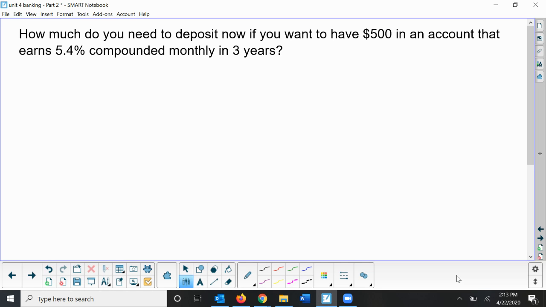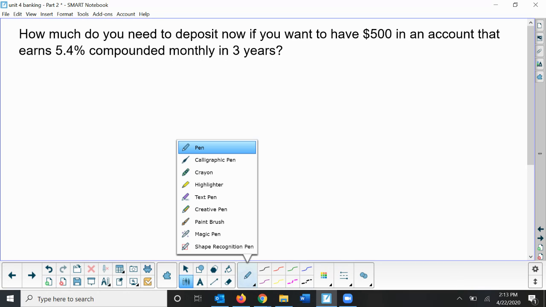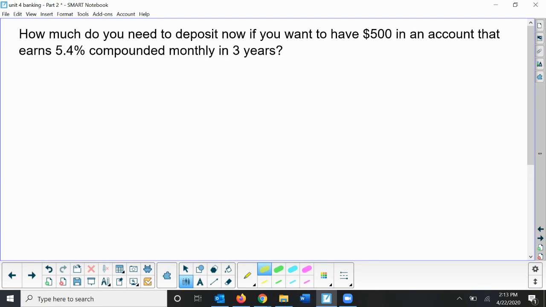All right, so this week we talked about a new formula here. It is the present single deposit formula. And so this one is used when we have a goal. We have a goal of, I want to have this much money in this amount of time. Maybe you're saving for college, or you're saving for a car, or for a house, or whatever it might be.